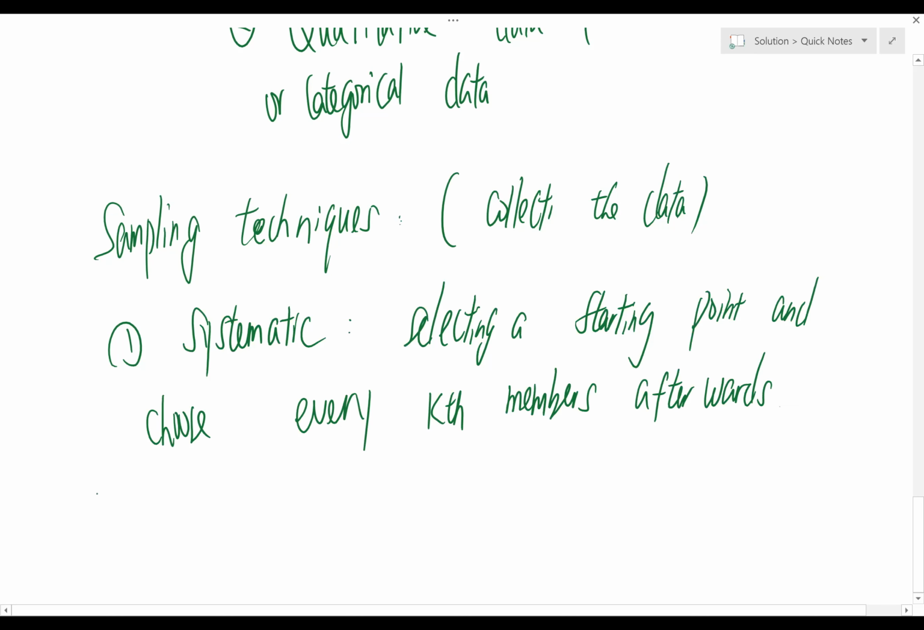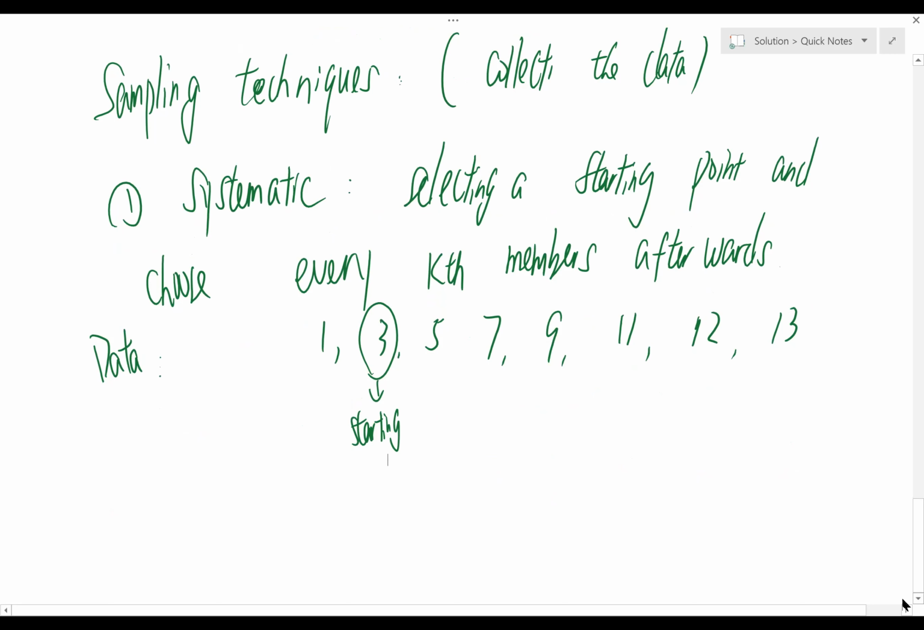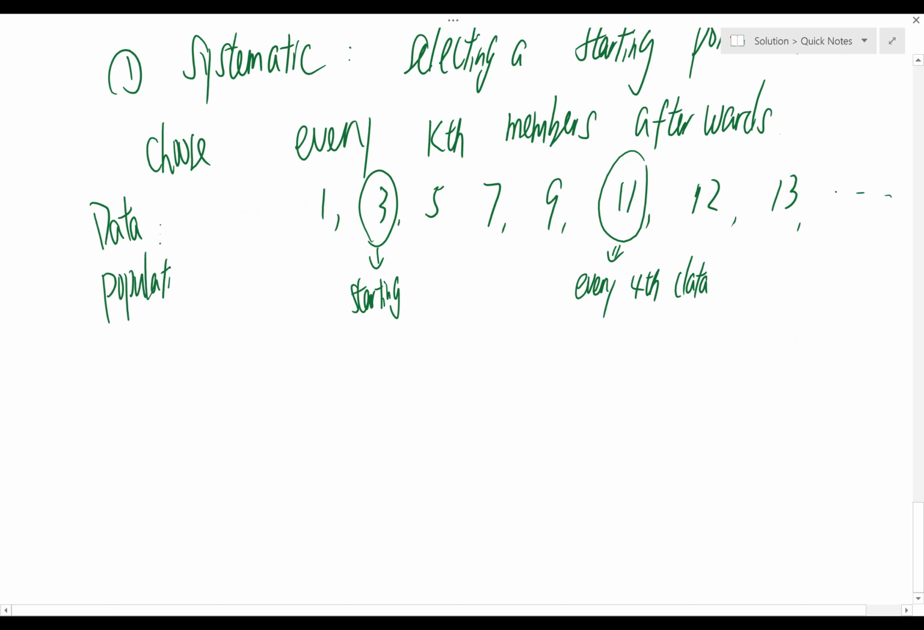So for example, let's say you have a data set, a population, say 1, 3, 5, 7, 9, 11, 12, 13. Let's say you're using this as the starting point. So we're picking number 3, and then we're picking every fourth number after that. So the next number we pick will be first, second, third, fourth, right? 11. So this is every fourth data point afterwards. Assuming this is an entire population, that's how you pick a sample from the population. So your sample data could be 3, 11, right? And move forward.